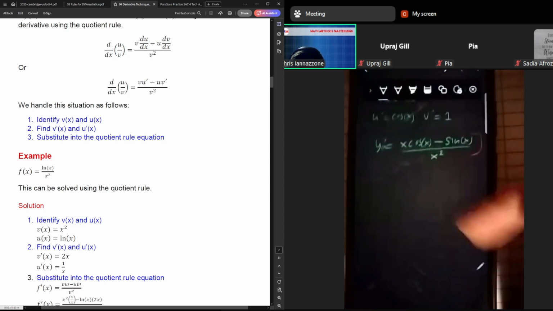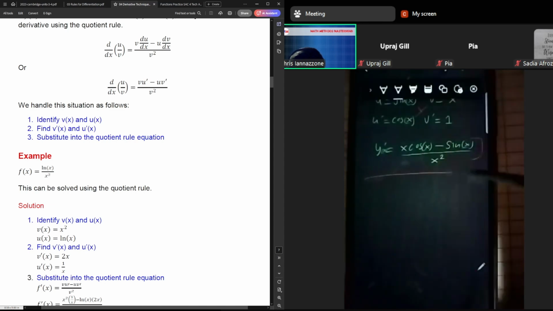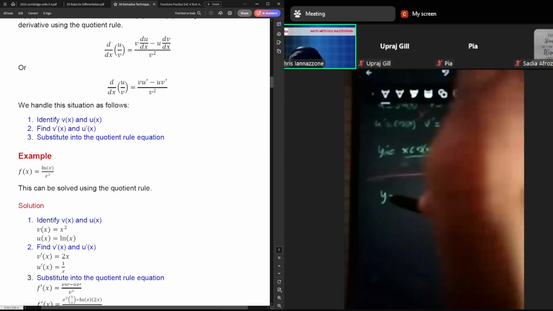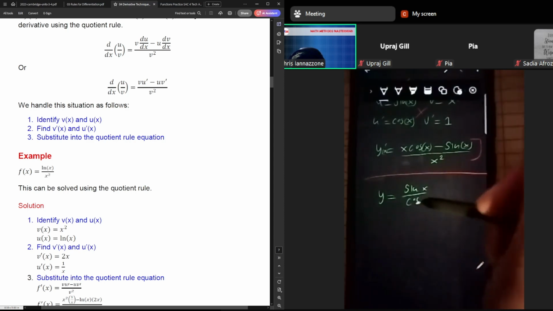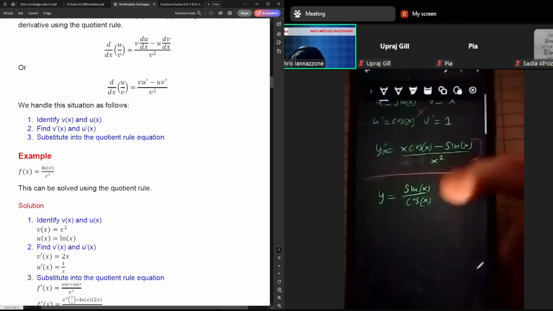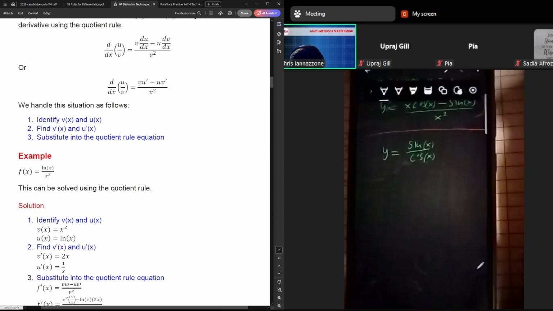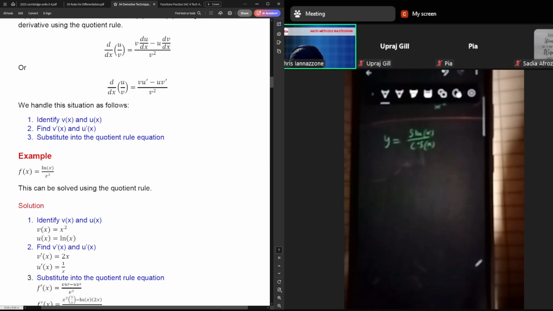And that's that. Now here's the cheeky one that I was going to give. It's going to be quite similar. Sine x over cos x. Want to find the derivative of this. What are we doing?